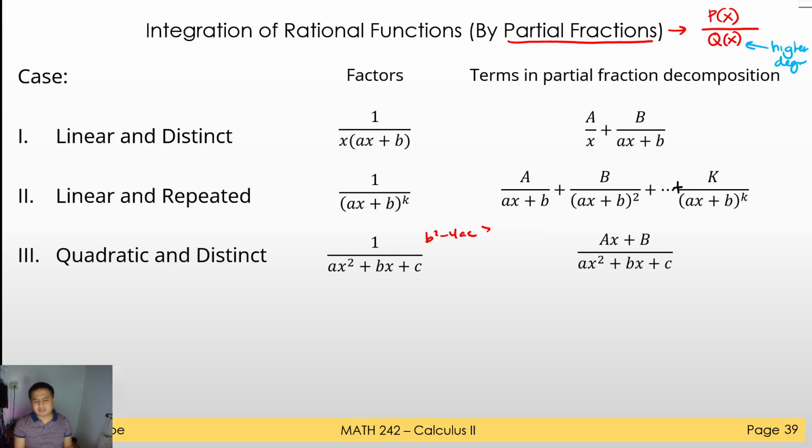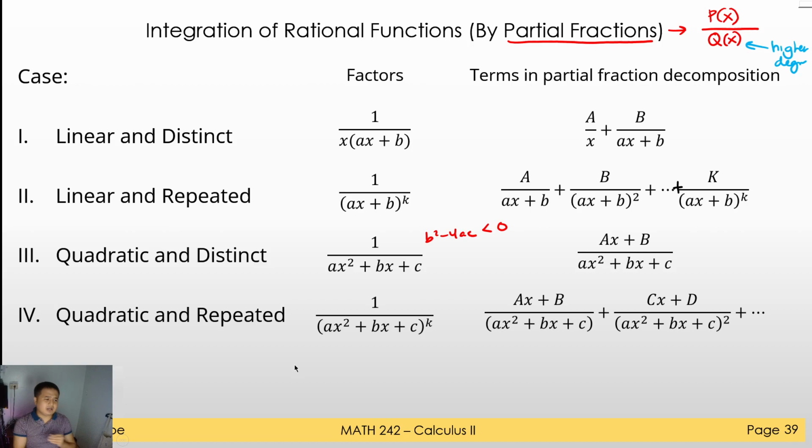Just double check if this is greater or less than 0. So just check if that is 2. I think if this is less than, no, less than 0, then this will be not factorable. Okay? And then quadratic and repeated.